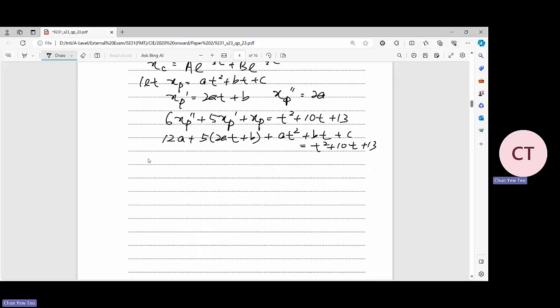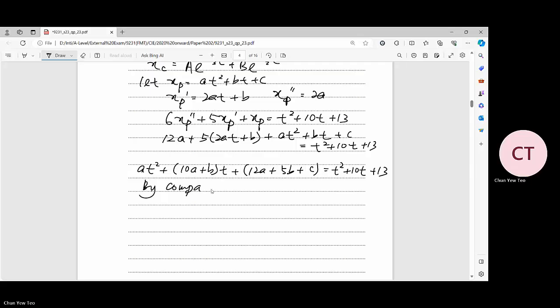So we just need to spend some time to simplify them. At squared plus the 10a plus pt, plus the 12a plus 5b plus c is equal to t squared plus 10t plus 13. So by comparison, a is equal to 1, and b is equal to 10a plus b, to be more precise. 10a plus b is 10, so your b is 0.